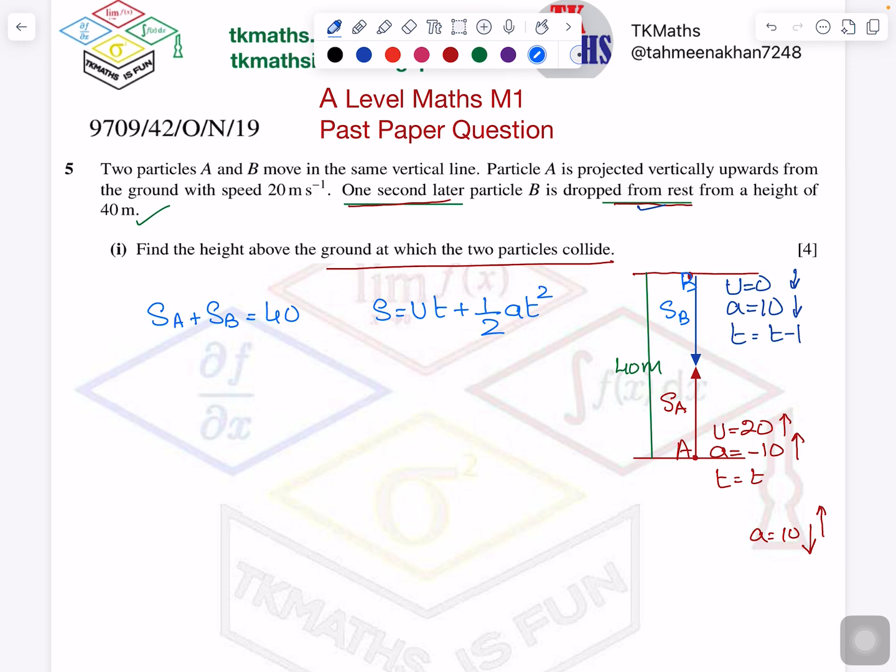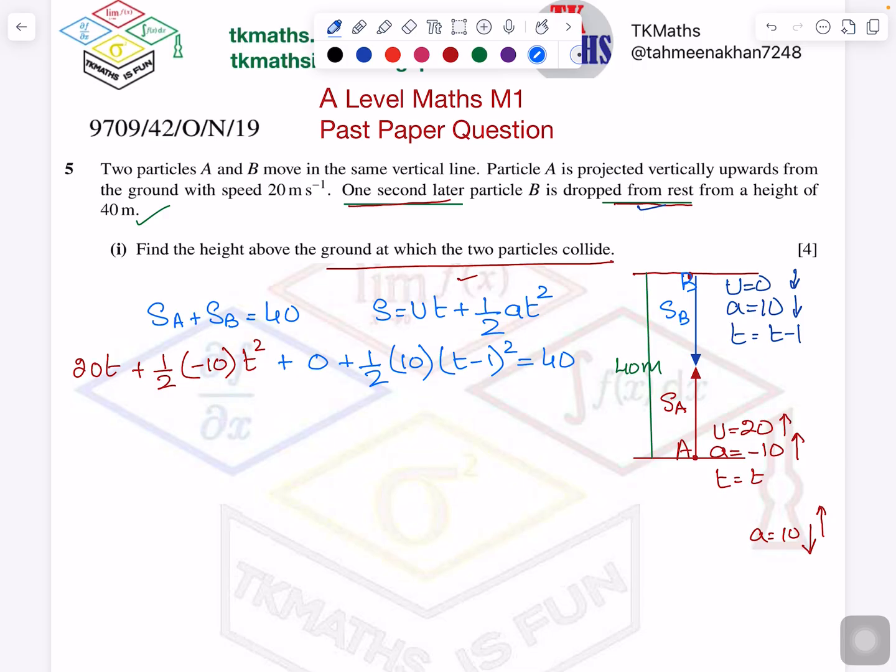Okay, so let's use it for A first, in red color. I'm substituting in this formula now. u is 20, so 20t plus half, a will be minus 10, t squared. Okay, and now for particle B, which I will add up, u is 0 and plus half, a will be 10, and t will be (t minus 1) squared. Make sense? And this will be equal to 40.